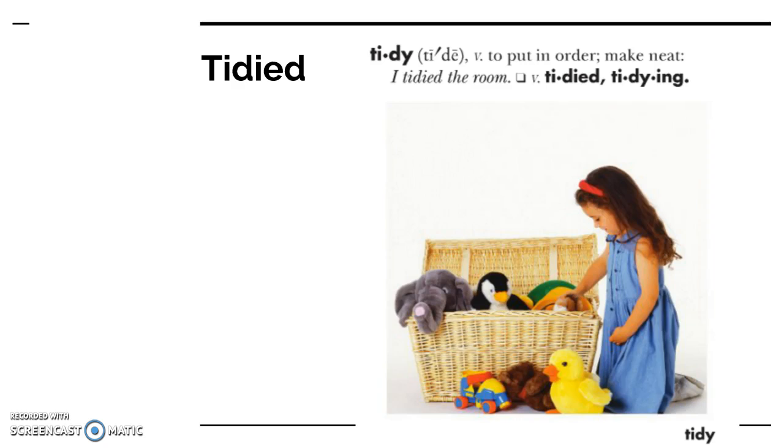Tidied. Tidy can be used as a verb or an adjective. So to put in order or to make neat. So in this example, I tidied the room. You might want to leave the classroom clean and tidy at the end of the day. If something is tidy, it means it is organized and clean.